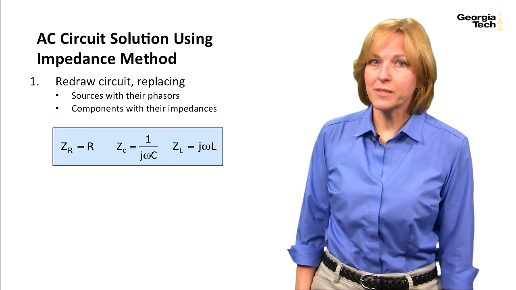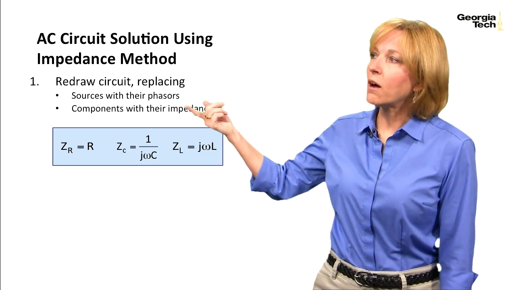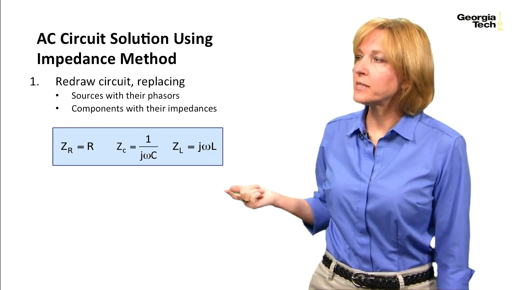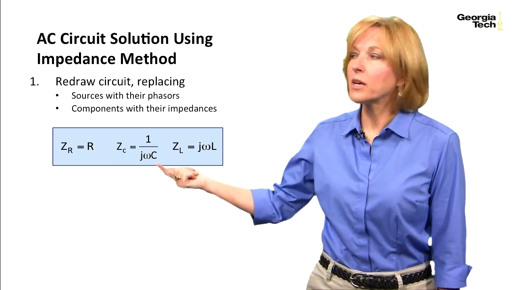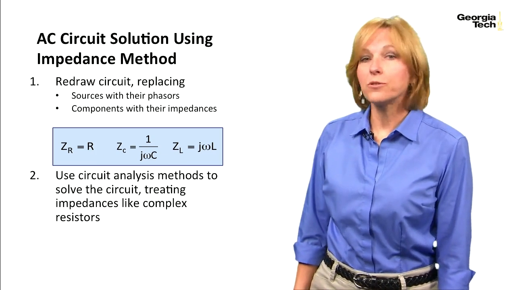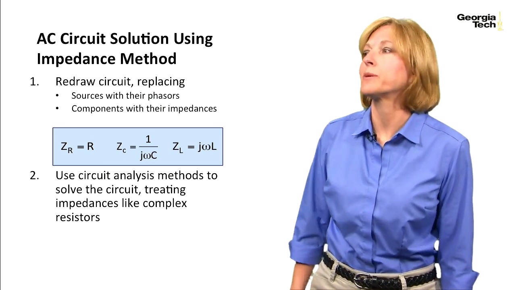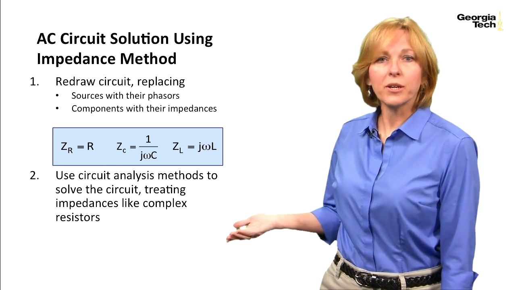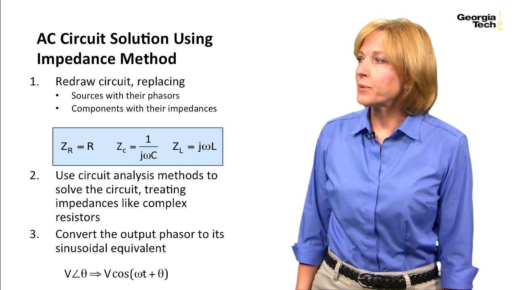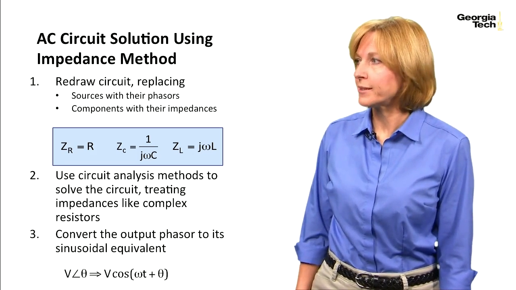There's 3 steps to this method. The first step is to redraw the circuit, replacing all sources with their phasors and all components with their impedances. These are the equivalent impedances for a resistor, a capacitor, and an inductor. The next step is to use the circuit analysis methods that I just mentioned, KVL, node analysis, mesh analysis, to solve the circuit, treating the impedances like complex resistors. And the last step is to convert the output phasor to its sinusoidal equivalent.